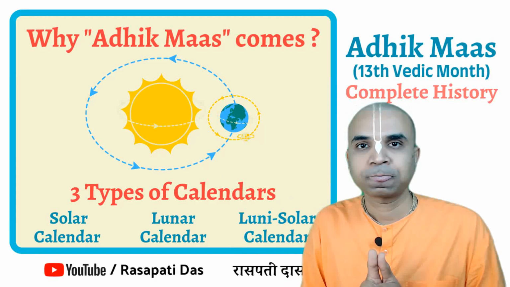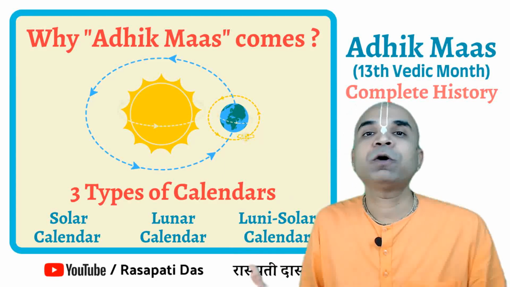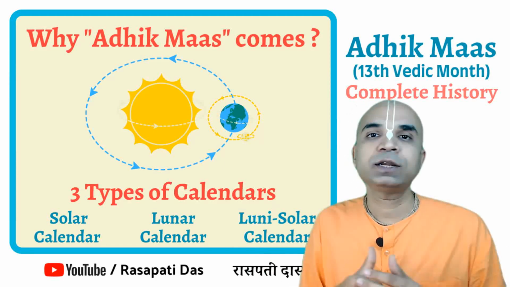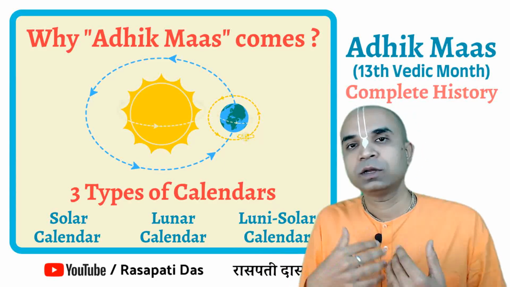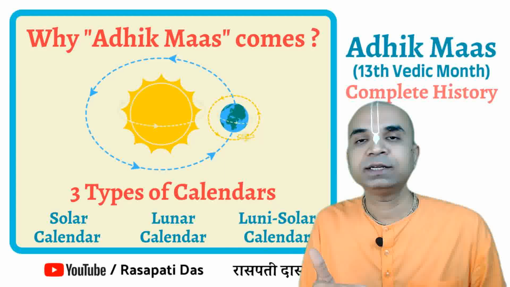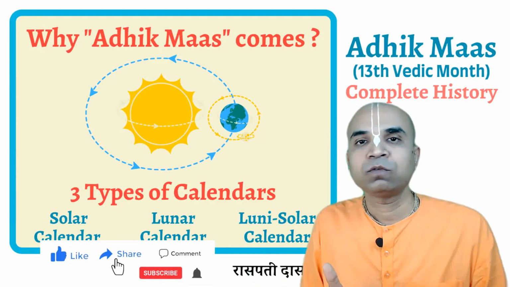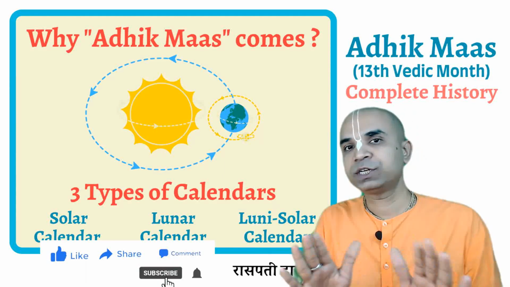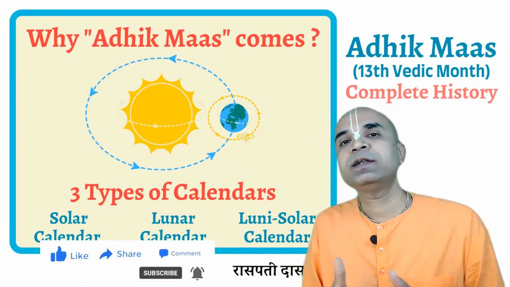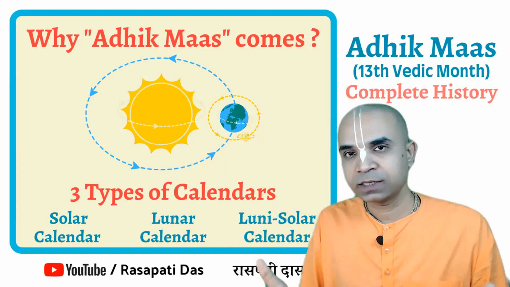The purely lunar calendar doesn't take into consideration the movement of the sun. But there is a third calendar, which is the combination of both, called lunisolar. Our Vedic system of calculating time is called the lunisolar calendar. It takes into consideration both. What is the problem with the solar calendar? There is no consideration of the moon. What is the problem of the lunar calendar? There is no consideration of the sun.